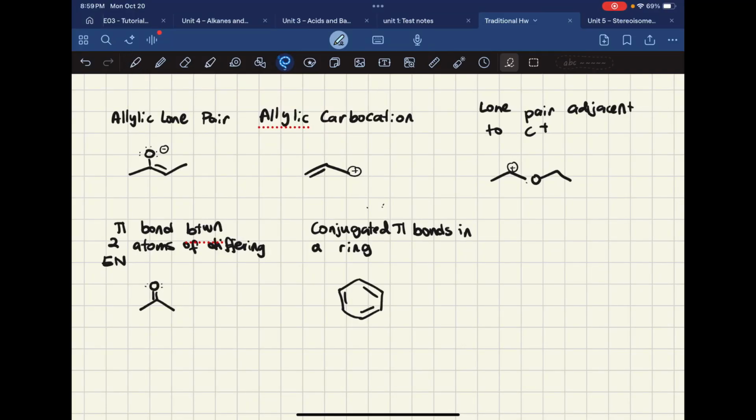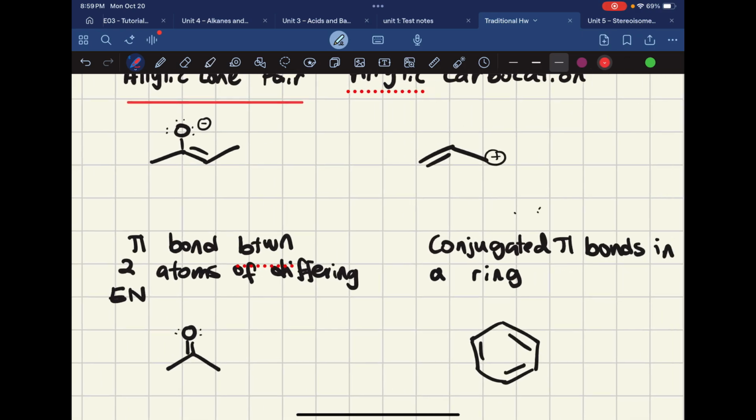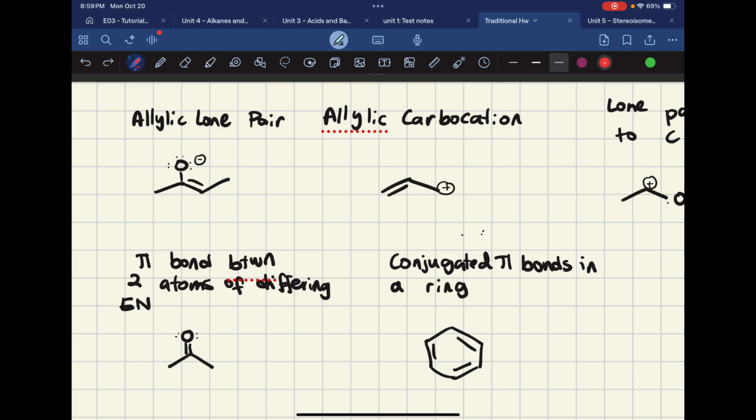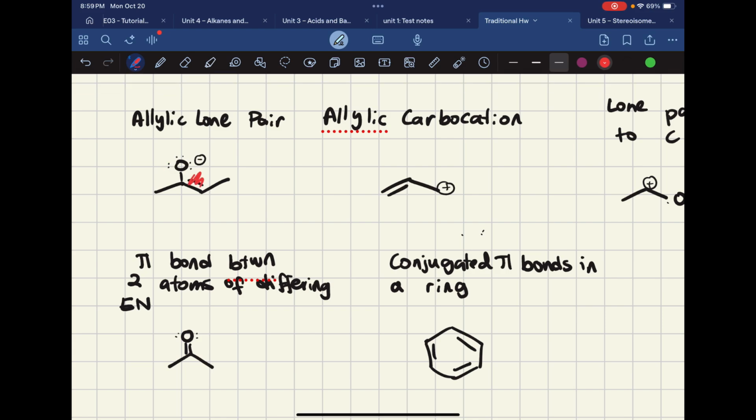So, today I want to give you all a little overview on the different types of resonance patterns that are possible. So, the first one is what we call an allylic lone pair. What this means is very simple. There is a lone pair, or multiple in this case, beside a double bond right here, right?